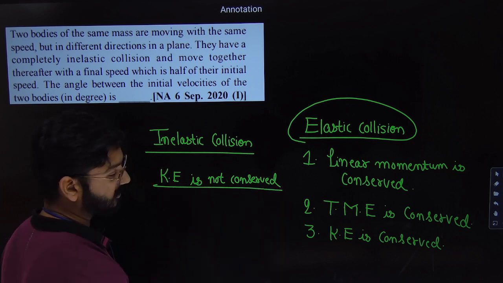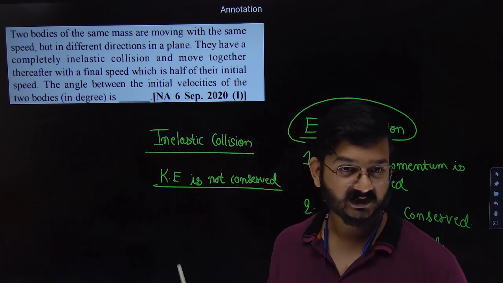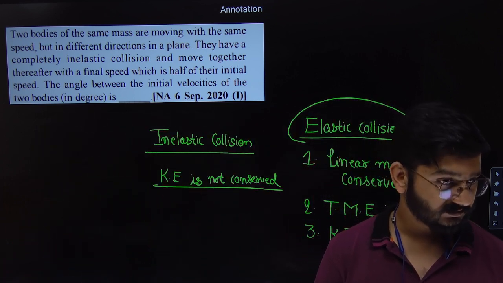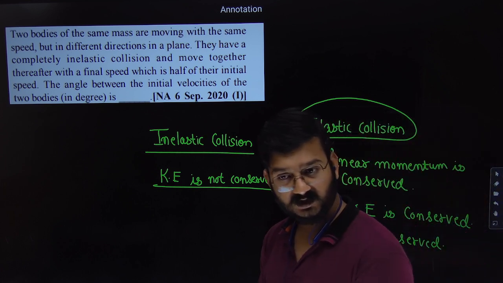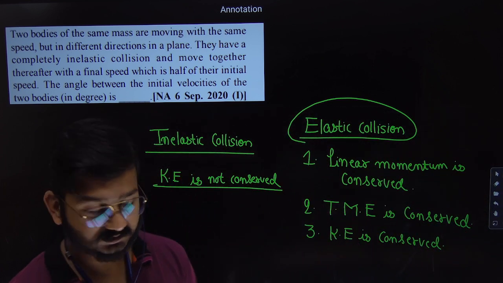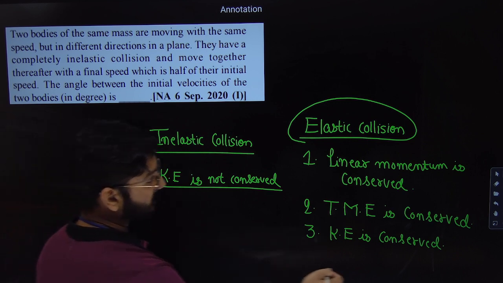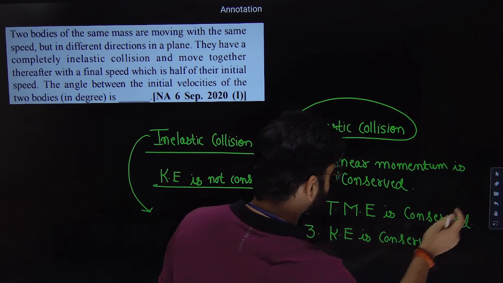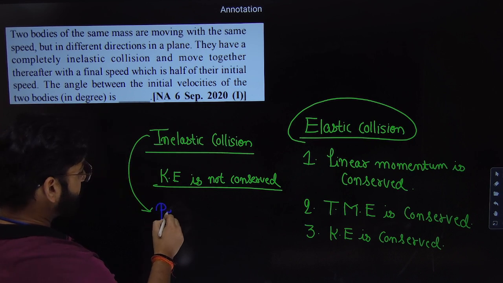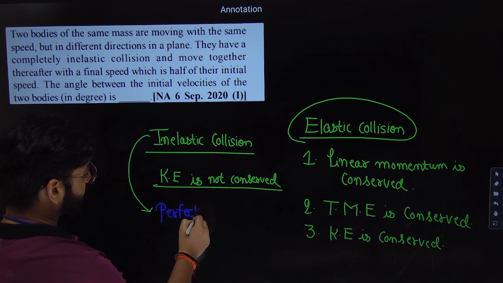I have taken one question also in this. They ask how much kinetic energy is lost. If it is inelastic collision, kinetic energy will be lost. In inelastic, you will see one more category. Anyone knows that? What is the name? Perfectly inelastic.